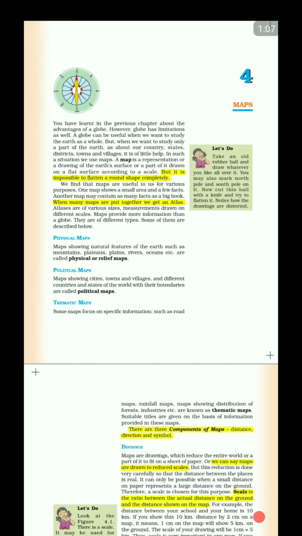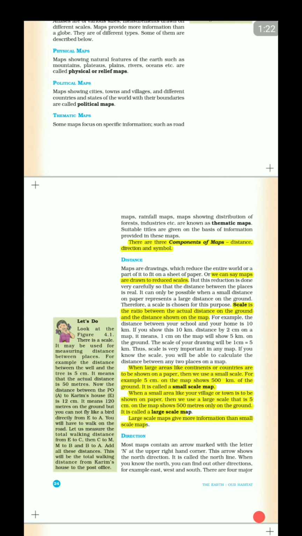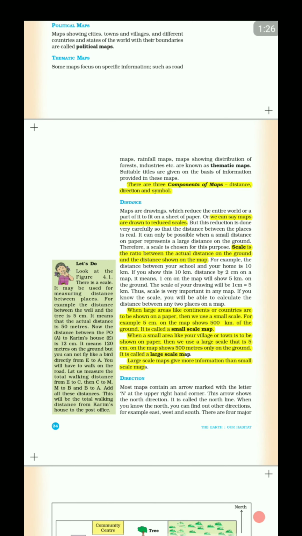Physical maps show the natural features of the earth, such as the mountains, plateaus, and plains. Political maps show cities, towns, villages, borders, etc. Thematic maps are specific, like forest, road, rivers. Three important components of maps are distance, direction, and symbol. Now, a very important part we'll be learning here is distance, which many people confuse, right?